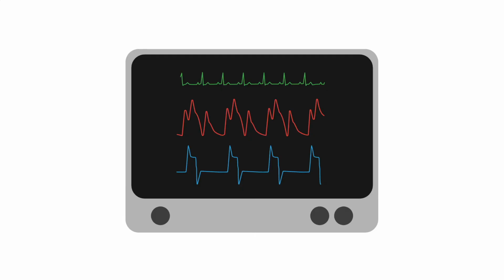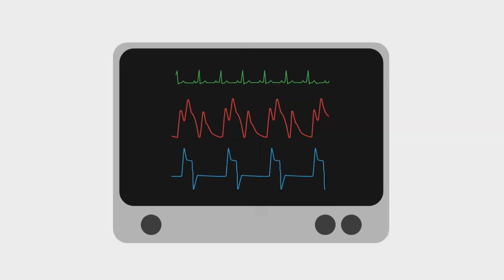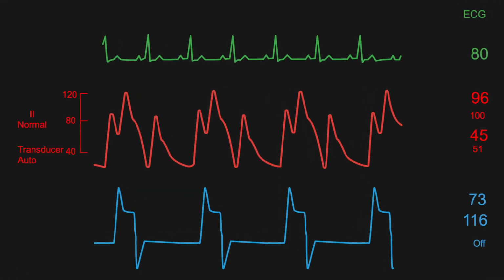This means that when looking at the numeric display, like in this example, where both assisted and unassisted pressures are shown, the assisted systolic blood pressure, or SBP, and the assisted diastolic blood pressure, or DBP, will both be lower than unassisted. The mean arterial pressure, or MAP, however, will usually be higher with the balloon pump because of the increased early diastolic pressure.